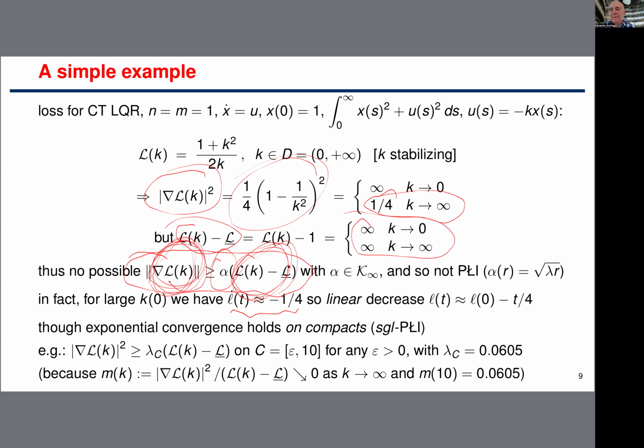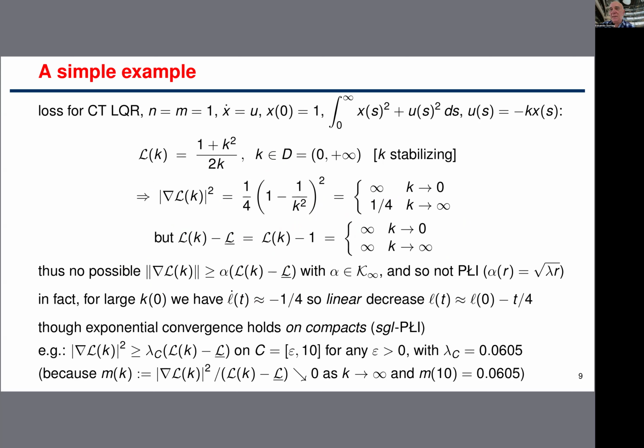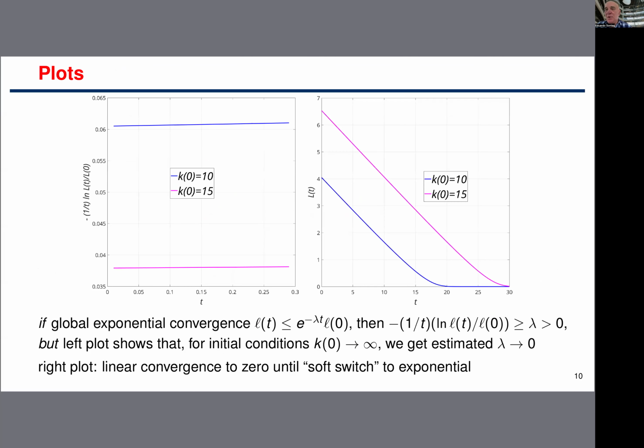I mean, just look at this, right? Okay, so what we're going to see is that L dot is actually basically constant, so we only have linear decrease, we don't have exponential decrease. Although on each compact set, we certainly have exponential decrease. That's not a problem, okay? Okay, and this is just some plots to illustrate.